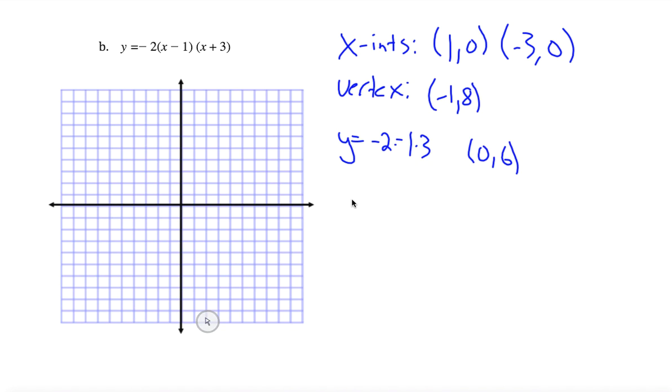Looks like I have enough to actually make a nice complete graph here. So my vertex is (-1, 8). That's right here. My x-intercepts are (1, 0) and (-3, 0). Okay, and if I draw my axis of symmetry on there, yep, it looks like those are symmetric. My y-intercept is (0, 6), and I might as well make a symmetric point on the other side. Connect those all up and try to make it look as U-shaped as possible. I think I did okay there.